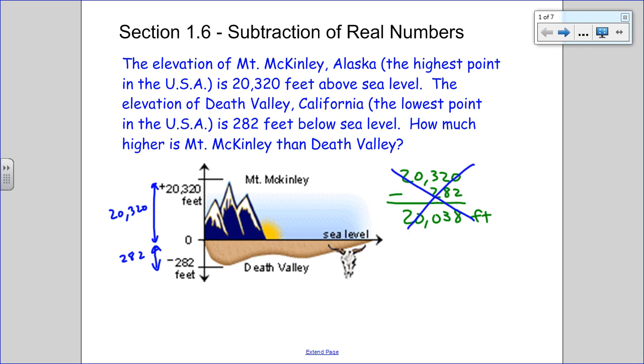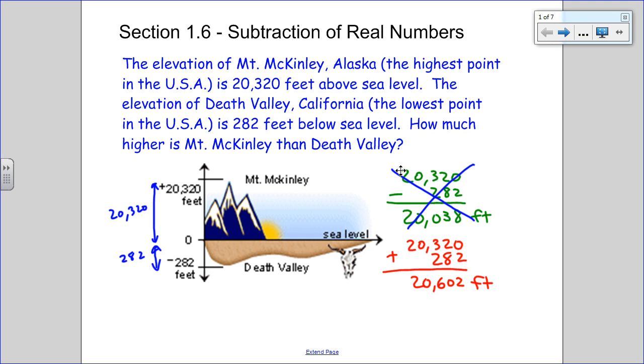We actually need to take the two absolute values of these elevations, 20,320 and 282, and add them together to obtain the correct answer to the problem, which is 20,602 feet. So the confusion is caused by the fact that when we have a negative number, negative 282, that's being subtracted, we actually end up needing to add that number in order to obtain the correct answer.